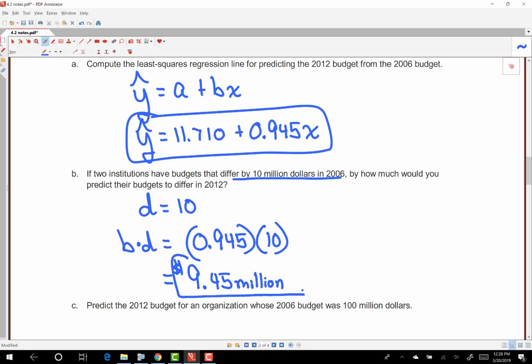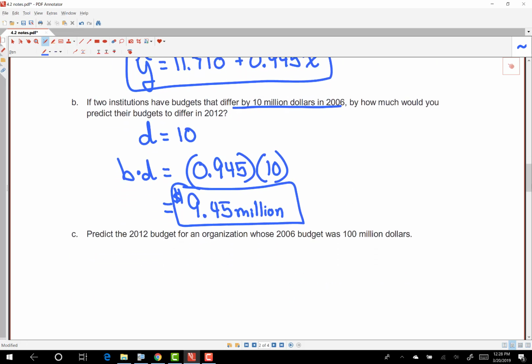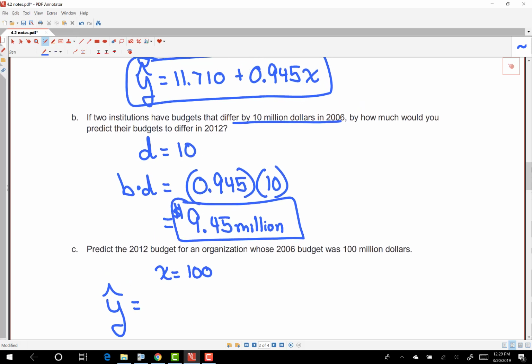So if the two budgets differed by 10 million in 2006, we expect them to differ by 9.45 million in 2012. Okay, and then for part C, predict the 2012 budget for an organization whose 2006 budget was 100 million. So x is 100. Now, to make this prediction, we're just going to plug 100 in for x in our least squares regression line. So it's going to be 11.710 plus 0.945 times 100.